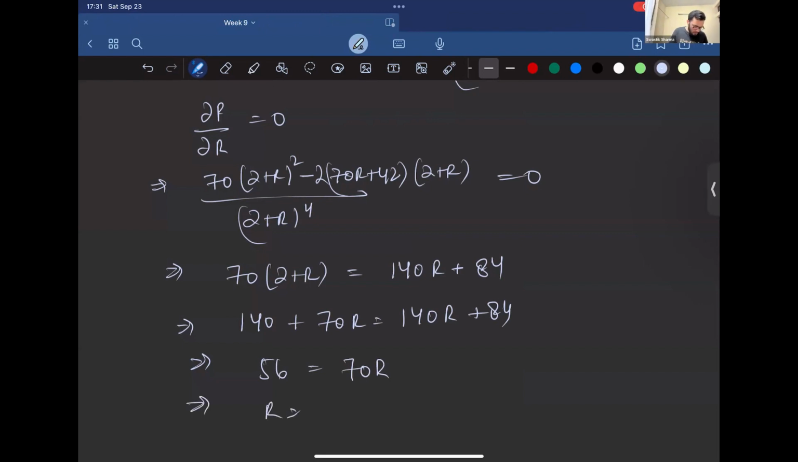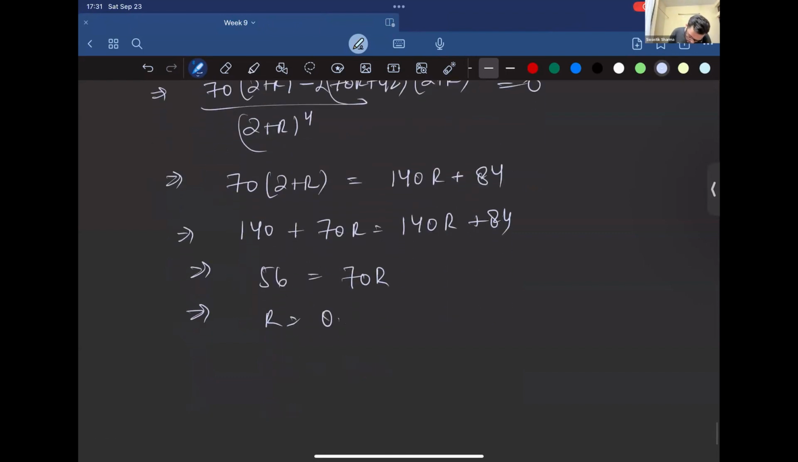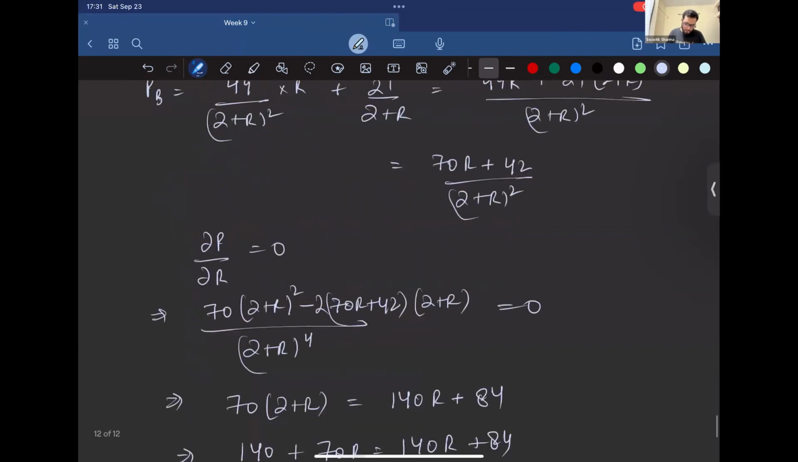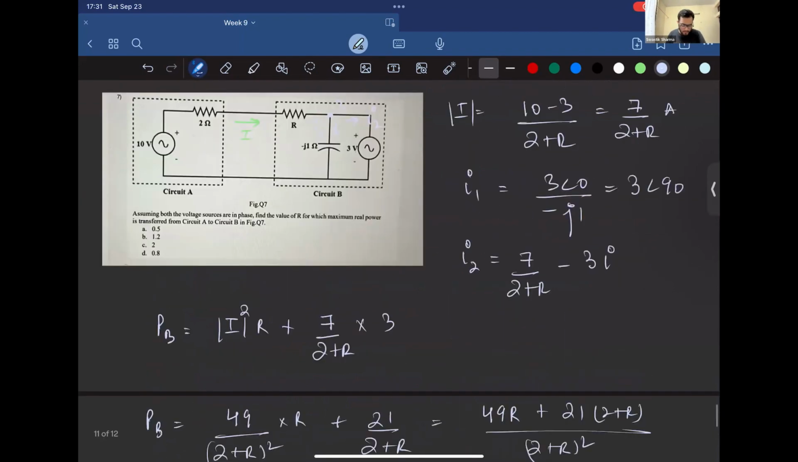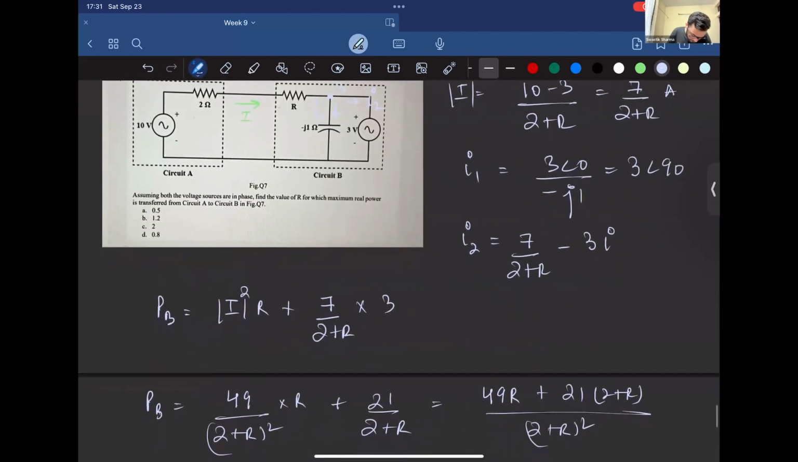The value of R is what? 8 by 10, so 0.8 ohm. So at R equals 0.8, the power delivered by circuit A to circuit B will be maximum. So we got this.